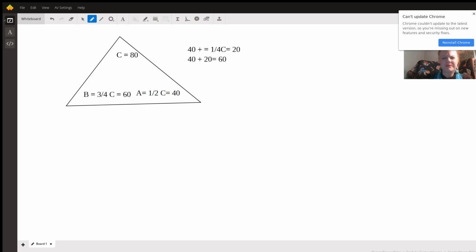60 is what B is, 40 is what A is, and 80 is what C is. And interestingly enough, that all adds up to 180, which is how much you have to have in any triangle. But that's another story that might get a little ahead of you, but just so you know.